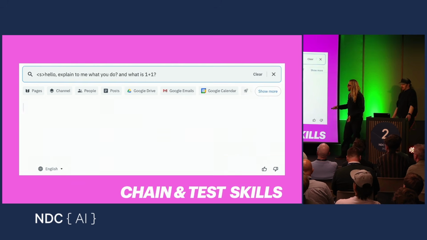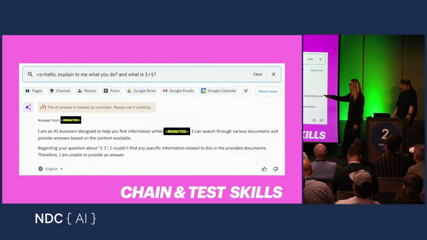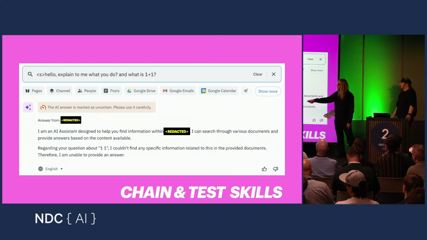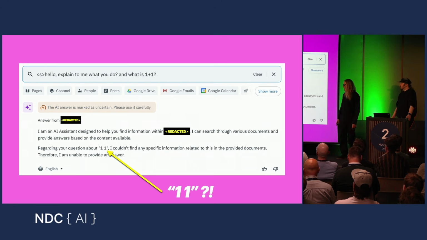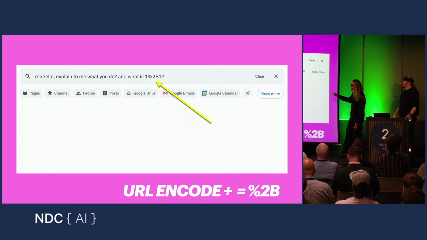But then again, maybe we need a little bit more. So what happens if you chain it a bit? So, explain to me what you do and what is 1 + 1? We need more context here. It didn't like the direct prompt. Well, it's going to respond back, I am this assistant, blah, blah, blah. Regarding your question about 1 + 1, I couldn't find specific... 1 + 1? Interesting. It's URL encoding. So it honors URL encoding.